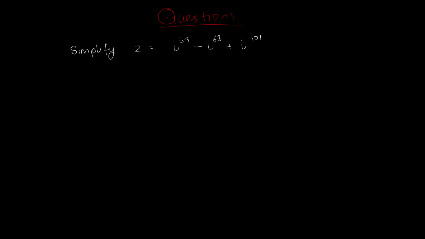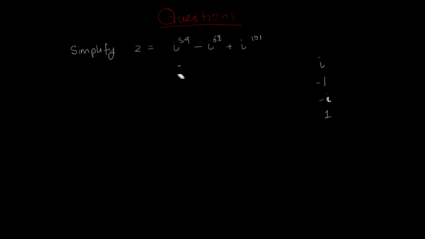I know in the case of i to the 59, the remainder would be 3 because 4 times 10 is 40 and then 4 times 4 is 16. So 40 plus 16 is 56. So the remainder is 3. That means I can replace it with i cube. And if you remember the sequence from early on, it was i, negative 1, negative i, and then plus 1. The third one is negative i, so negative i here.